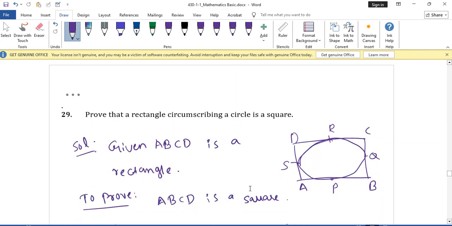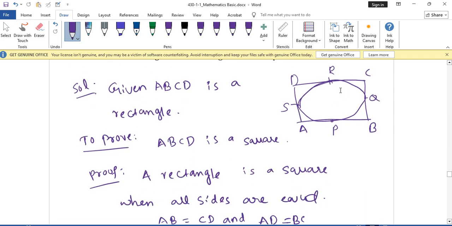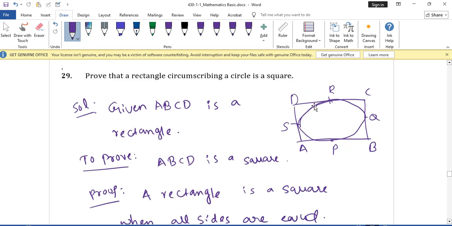Next question. Prove that a rectangle circumscribing a circle is a square. See here, this is a rectangle. They have given ABCD is a rectangle. It is circumscribed by a circle. We need to prove that it is a square. Given ABCD is a rectangle. To prove ABCD is a square.